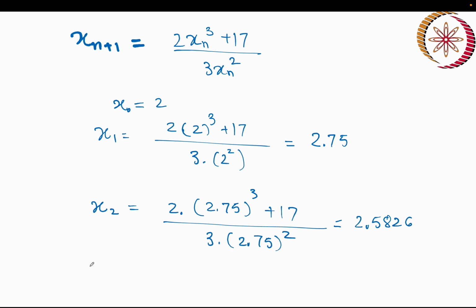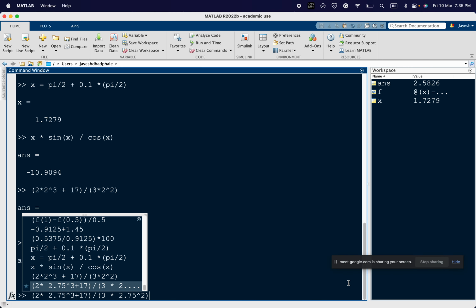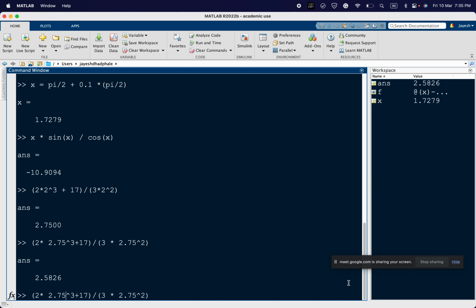Okay, so now we will go for the third iteration. x3 is equal to 2 into 2.5826 cube plus 17 divided by 3 into 2.5826 square. Okay, it is 2.5713.